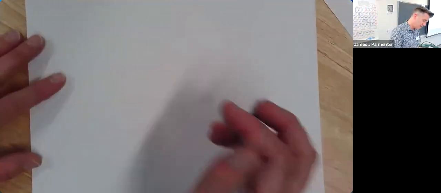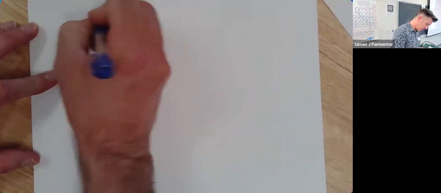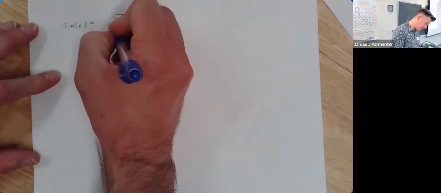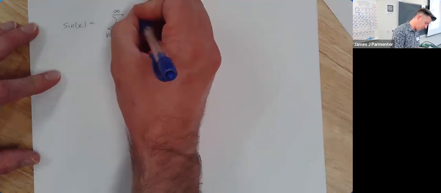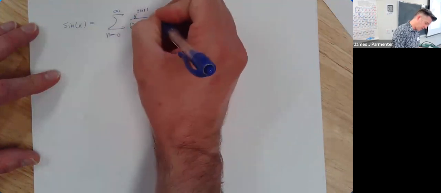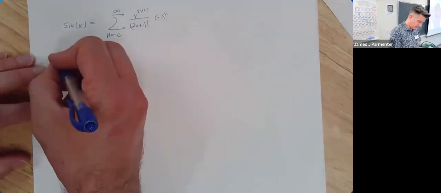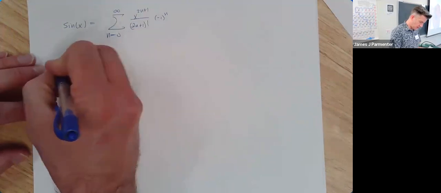Okay, so for sine of x equal to the sum from n equals 0 to infinity of x to the 2n plus 1 over 2n plus 1 factorial times -1 to the n. If I want to find the radius of convergence, I'm going to use the ratio test.